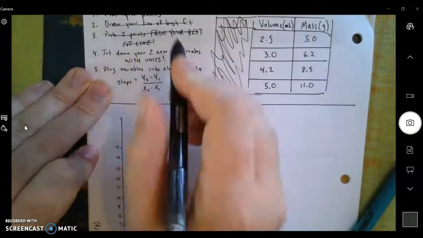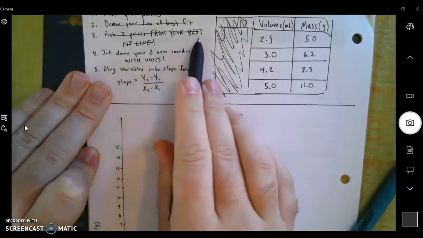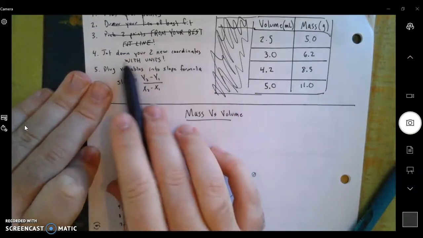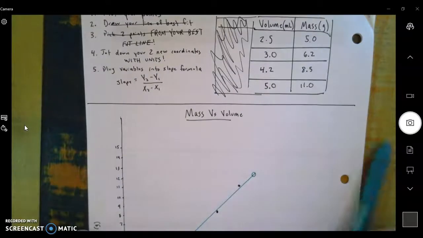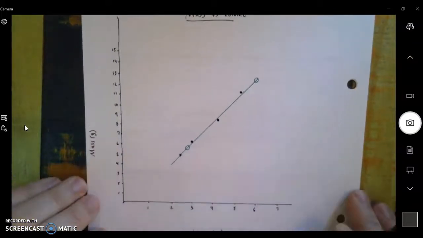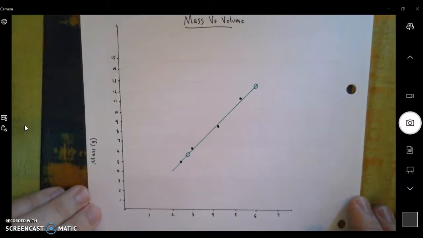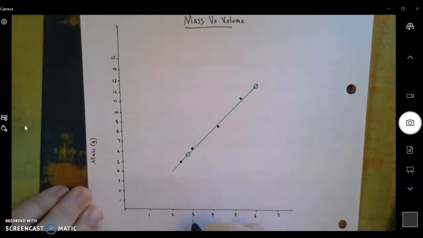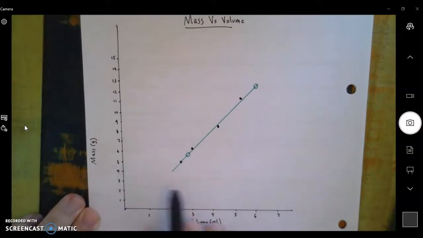Right, so important that I wrote it in all caps, right, from your best fit line. Now we need to jot down what our 2 new coordinates are, and we need to include units. Alrighty, so looking down here at the graph, remember down here I'm going to rewrite it above so you can see it. This is our volume in milliliters down at the bottom, and we have mass on the left here.